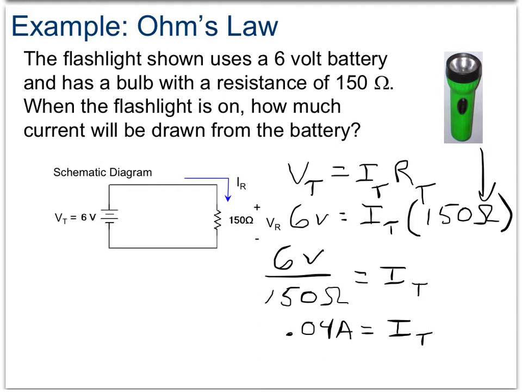Typically, if your amps is less than 1, in this case we have 4/100ths of an amp, you would convert that to milliamps. To do so, multiply this number by 1,000. There's a decimal place 4 places, and we get 40 milliamps. So that is the total current going through this battery.